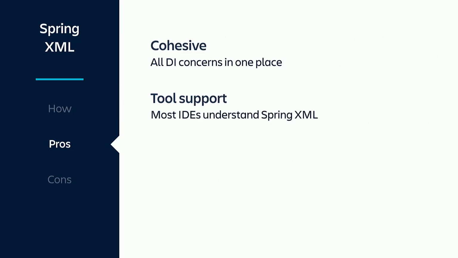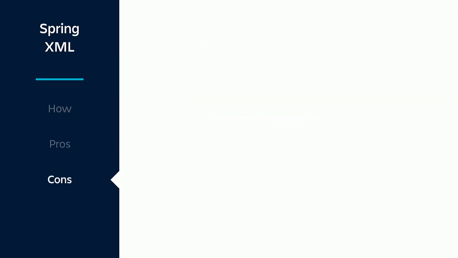Tool support isn't too bad because there is a schema for the Spring XML files, and modern IDEs will quite happily tell you if you've made mistakes or if everything looks good in your Spring XML files. The downsides, though, are, again, because it's XML, it's a little bit inflexible. So you can only do what the schema lets you do.